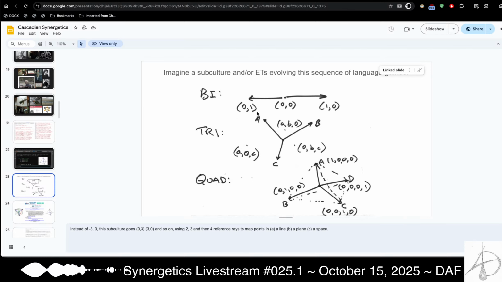And we can imagine that these are different series of societies or subcultures. So they all have this common idea where they have 0, 0 defined as their origin point. And then they use non-negative vectors that are maximally spread apart in order to talk about their coordinate system. So in the bi-vector, the 2 vector setting, you get these 2 vectors going to 0, 1, and 1, 0.